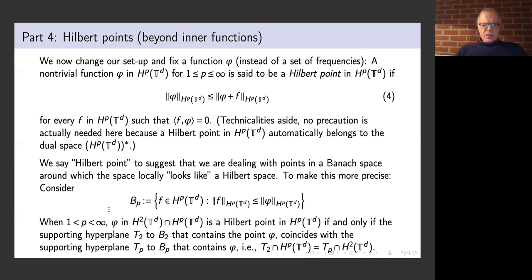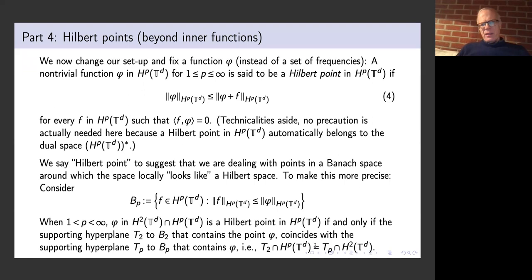You can look at these balls, and here is the ball BP, which consists of those f's with norm smaller than the norm of phi. The interpretation in geometric terms is that the supporting hyperplane T2 to B2 that contains the point phi coincides with the supporting hyperplane TP to BP that contains phi. So you have this equality. This is a Banach space geometric interpretation of what we call Hilbert points. So what are these Hilbert points, and why are they interesting?